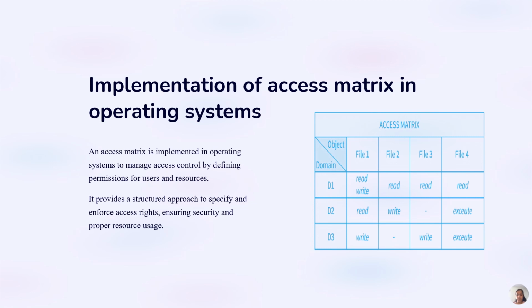As you can see, this is how you implement a matrix in an operating system. This is the access matrix, then this is the object or domain, and you give the file names, then domain, and read, and in file one, read and write, file two, read, and this is how you implement an access matrix in an operating system.